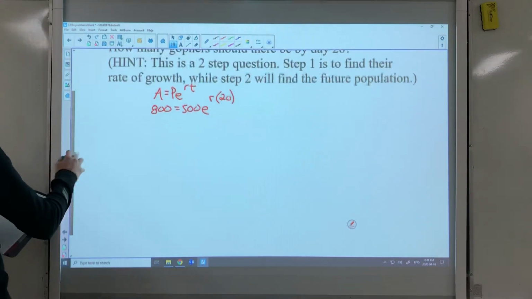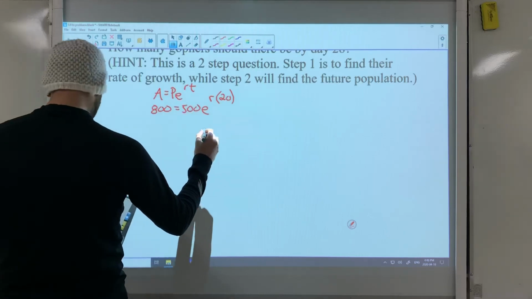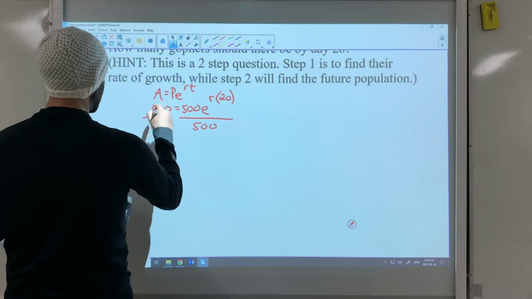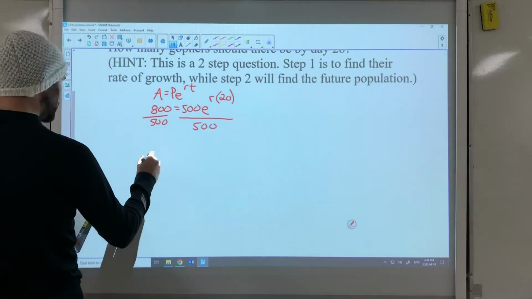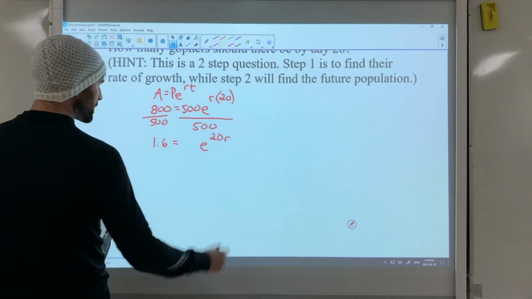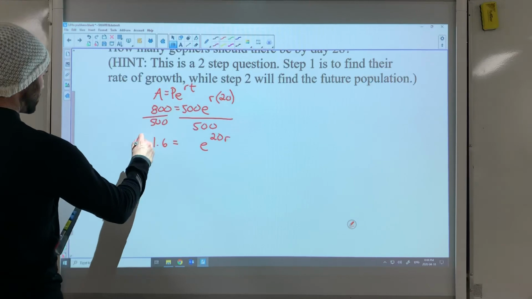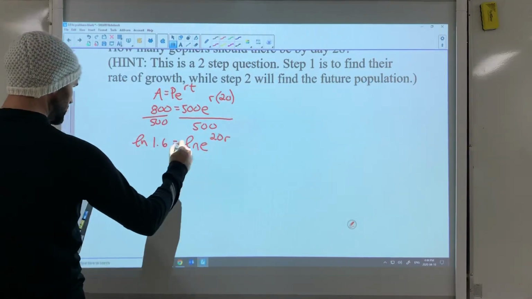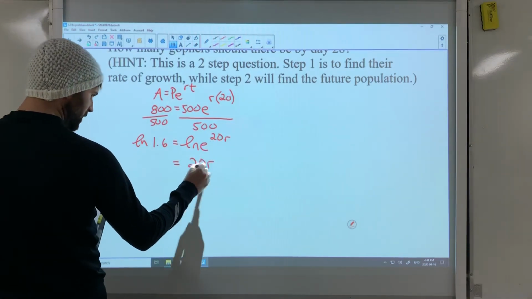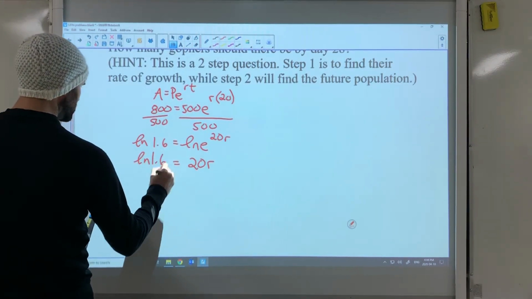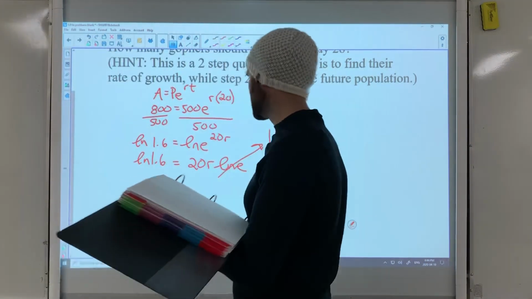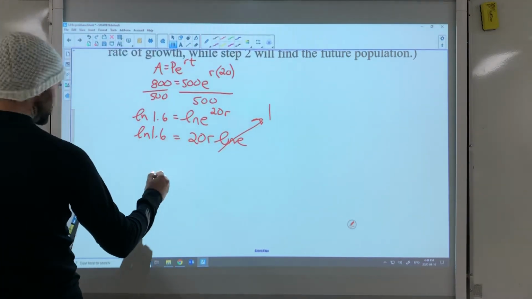Okay, so you're going to have to apply ln to both sides. Before you do that, you could divide both sides by 500 just to make the question a little bit easier. Now 800 divided by 500 is 1.6. So you get this. And then I'm just going to go 20 times r instead of r times 20. Now apply ln to both sides. So you can use the power law, bring that down in front. We know that ln e is 1, so I'm just going to write that. We did the power law. That cancels out to 1. You don't want to confuse anyone. Now divide both sides by 20.